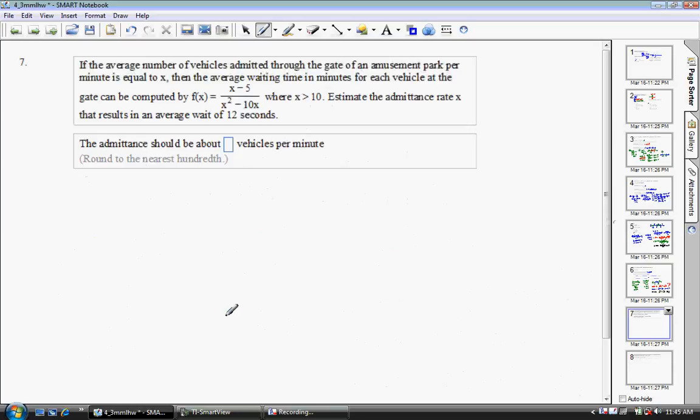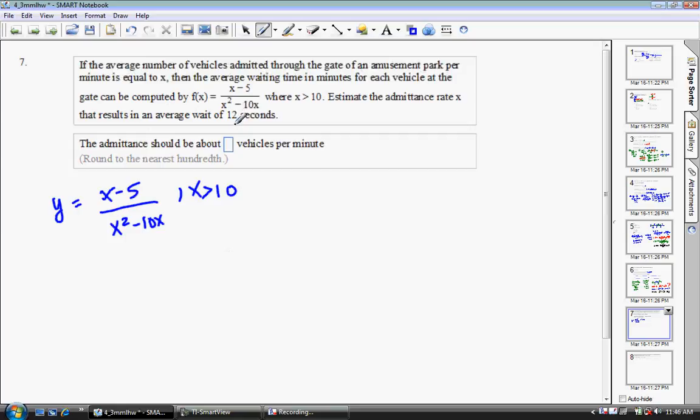Now a couple word problems that we're going to work. If the average number of vehicles admitted through the gate of an amusement park per minute is equal to x, then the average waiting time in minutes for each vehicle at the gate can be computed by y is equal to x minus 5 over x squared minus 10x, where x is only defined when it's greater than 10. Estimate the admittance rate x that results in an average wait time of 12 seconds.